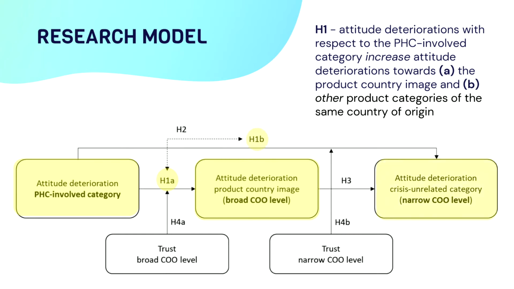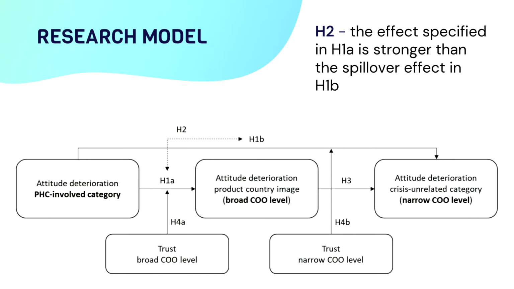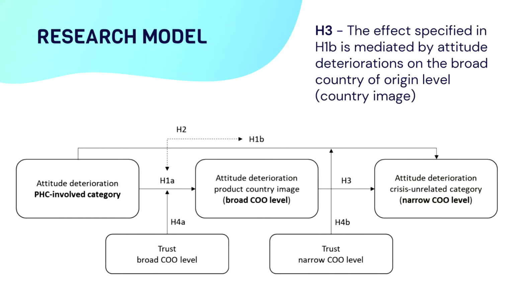On the other hand, H1B suggests that attitude deteriorations also extend into other product categories of the same country of origin, meaning those in indirect connection. H2 and H3 emerge as a consequence of these direct and indirect effects. H2 suggests that the effect specified in H1A is stronger than the spillover effect in H1B. This means that attitude deteriorations are expected to be stronger on the broad country of origin level versus the narrow country of origin level. H3 states that broad attitude deteriorations mediate the extent to which they spill over into other product categories from the same country of origin.